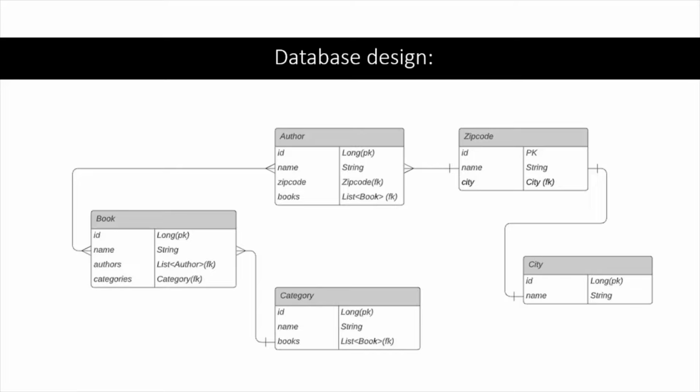This is a database that we will implement in our application. We have a city, a zip code, an author, a book, and a category entity. We will write their mappings using Spring annotations.